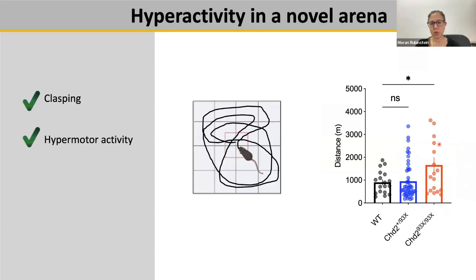The next thing that we did was to put them in a box and measure the distance that they cover while exploring this novel arena. And here we saw that homozygous mutant mice travel longer distances and at higher velocities compared to wild-type and heterozygous mice. And this indicates that these homozygous mutant mice have hypermotor activity.